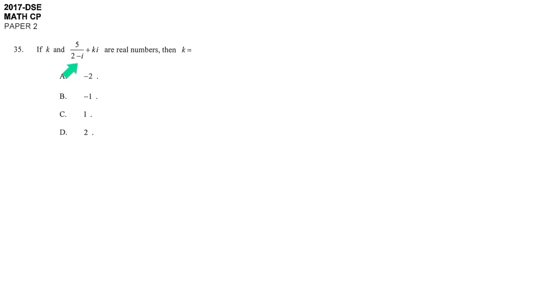So in this question, they say that both these items are real numbers, which means that if you separate 5 over 2 minus i plus ki is equal to something plus something i. If you can separate them into real part and imaginary part, they say the whole thing is a real number, which implies that this is 0i. This is 0i.